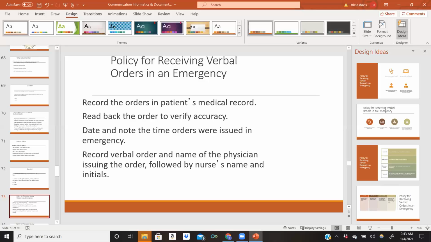You're going to record the date and note the time that the orders were issued during the emergency, and then you're going to record the verbal orders, the name of the physician or the nurse practitioner who issued those orders, followed by your own name or title.